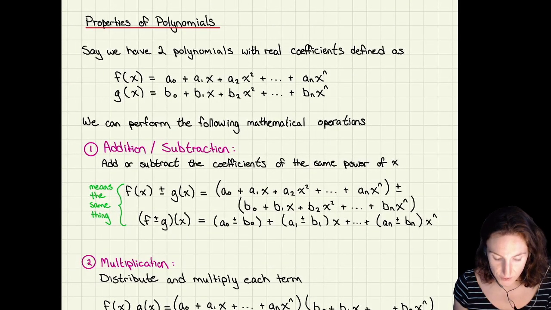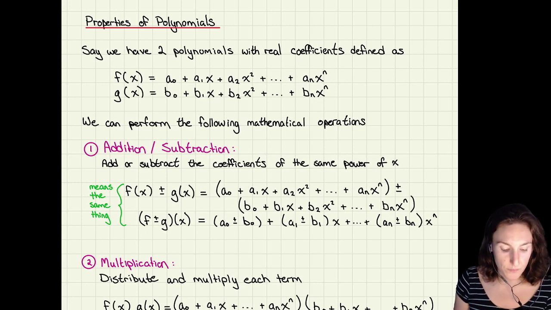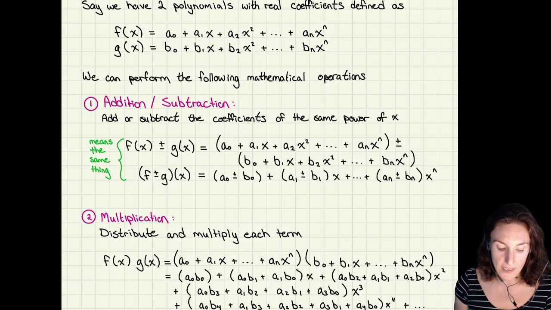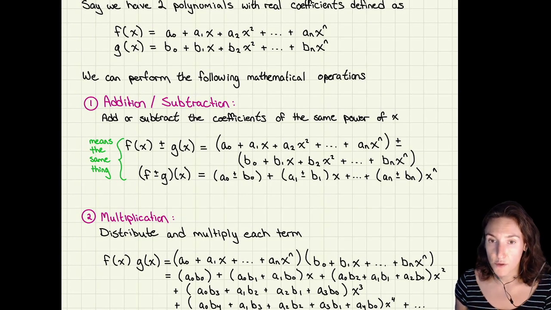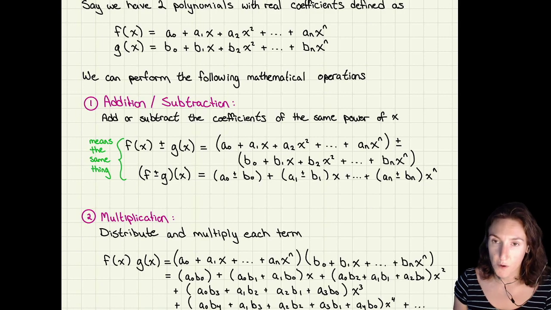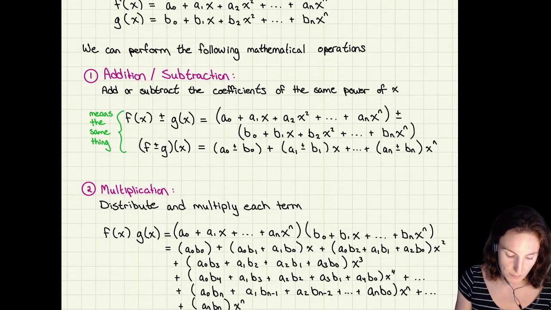Properties of polynomials. So if you had two different polynomials with the same variable, okay, so we have an x here, we have an x here, but say I have a polynomial f and a polynomial g. They have different coefficients, so different numbers, but the same variable. You can add them, subtract them, multiply them, and divide them. But in this class, we're not going to worry about dividing polynomials, but it is possible, as I mentioned at the bottom of the page.